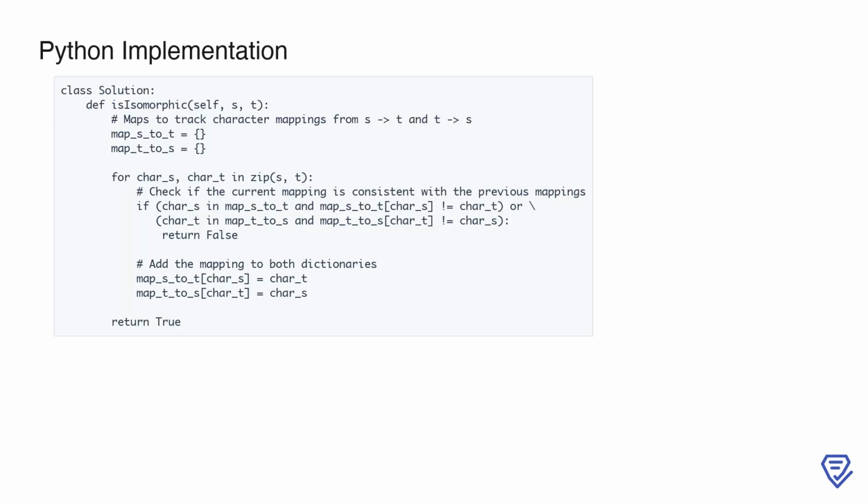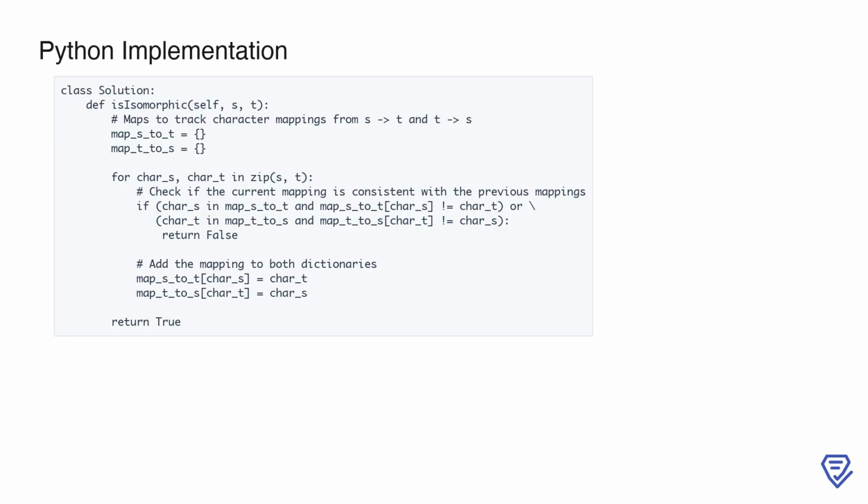This Python implementation solves the problem of checking whether two strings S and T are isomorphic. The solution uses two dictionaries to maintain mappings between characters of S and T in both directions. First, we initialize two empty dictionaries, map_s_to_t and map_t_to_s. These will store the mappings from characters in S to characters in T and vice versa.